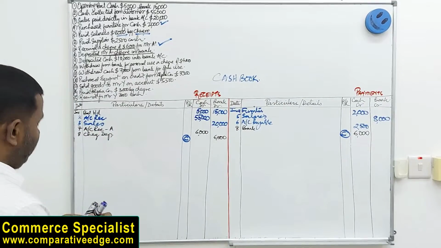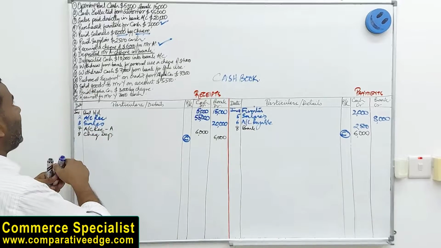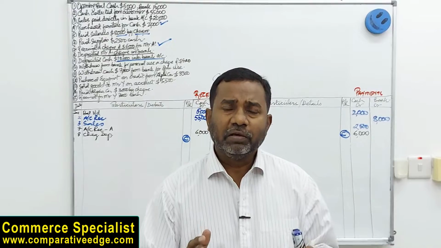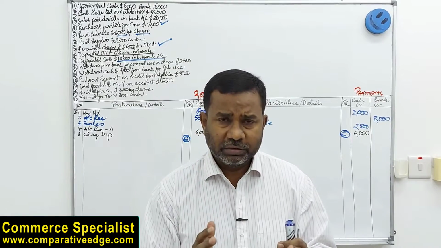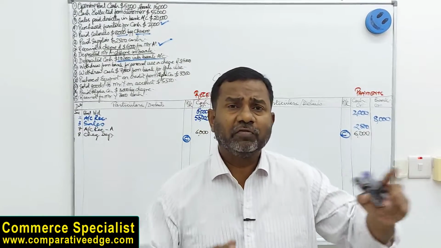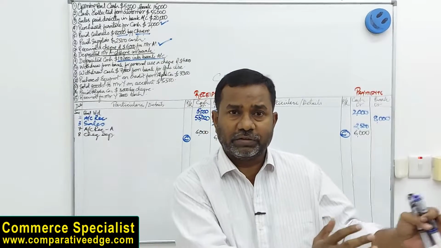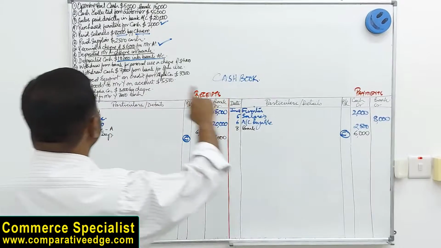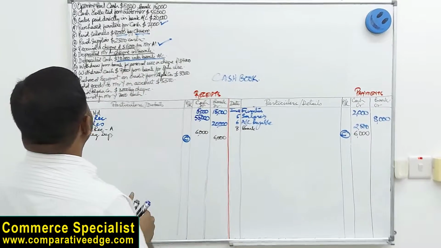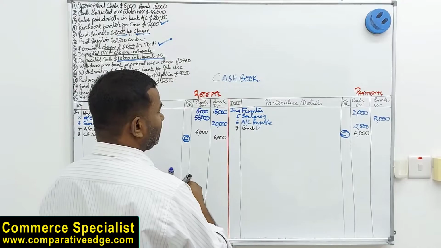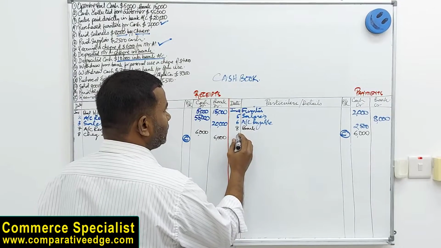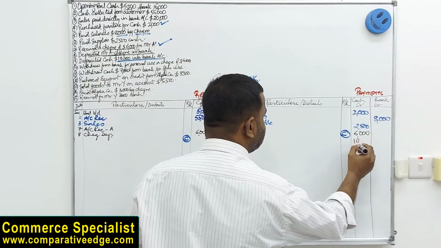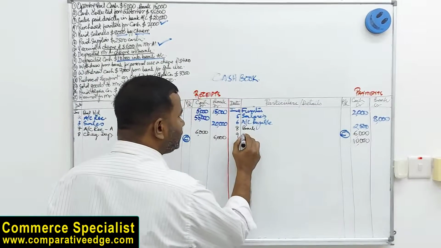Next, we have deposited 10,000 cash into the bank account. What is happening? We have cash with us, and when we are depositing into the bank, first thing what happens? Cash leaves the office. So it has to go out. It is going out here in the payment side. 10,000 is going out. The date is 9th. So on the 9th, cash is going out. How much? 10,000. Where is it going? It's going to the bank.